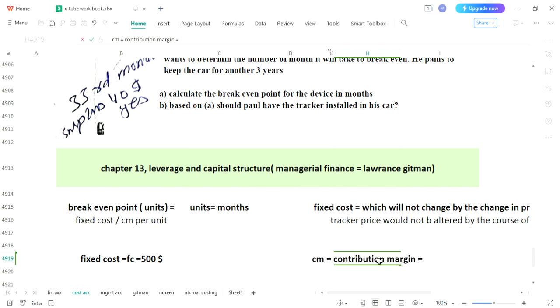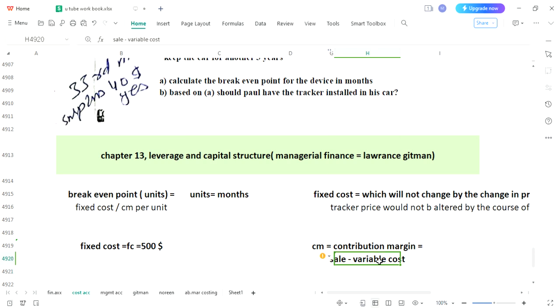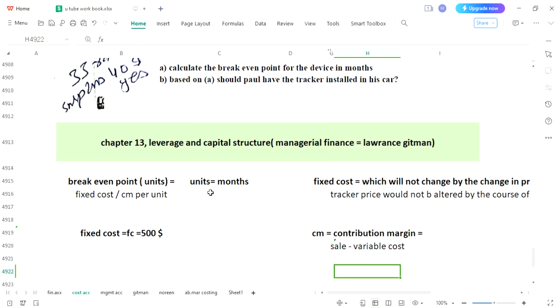And how do you calculate contribution margin? By subtracting your variable cost from sales. So first you will put sales and then you will subtract your variable cost. In this way you will be able to calculate your contribution margin. But please keep it in mind, we need to have CM per unit.